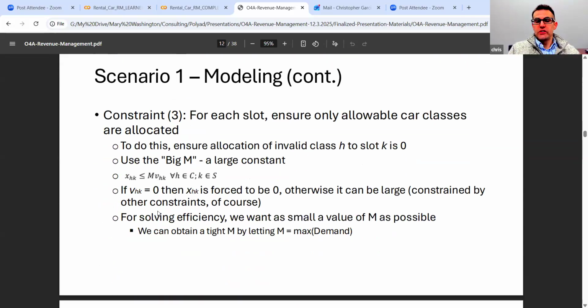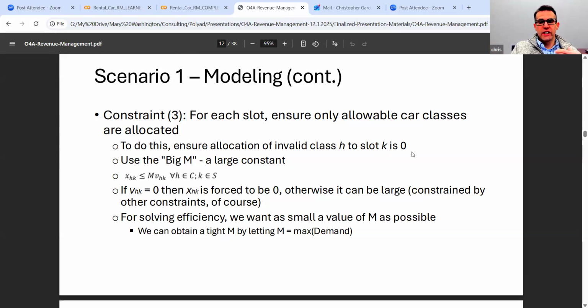Okay. Another thing that we have to do is ensure that for each slot, only allowable car classes are allocated, right? If we say we don't allow substitutions, we need to make sure that a luxury car doesn't go to a compact. And in any case, even if we do allow substitutions, we need to make sure that a compact car is not assigned to a luxury booking slot. Okay, so the way we do this here is we're going to ensure that for each slot, the allocation of invalid car classes H to that slot K is going to be 0. So in other words, XHK is going to be 0 in these cases.